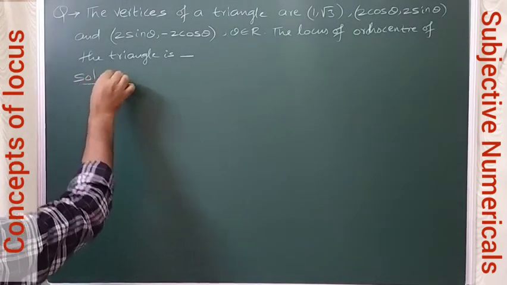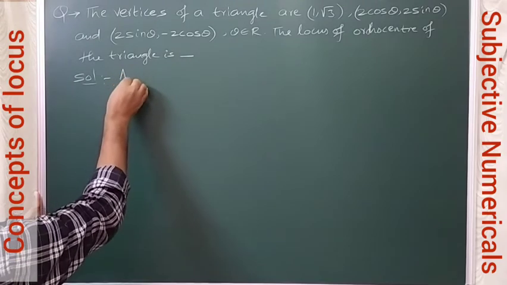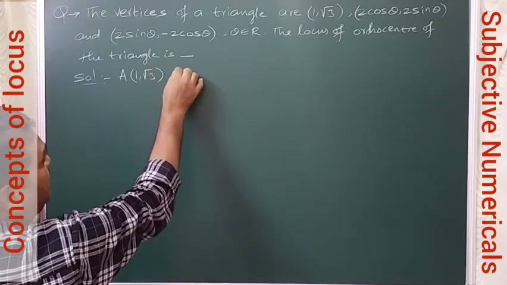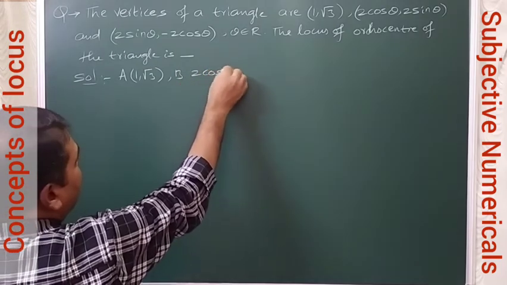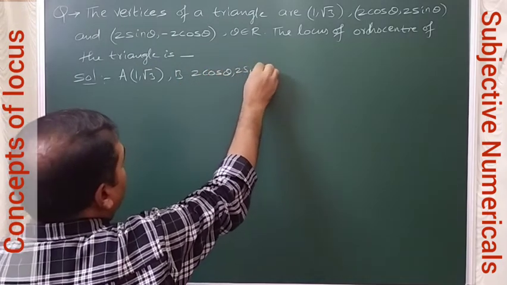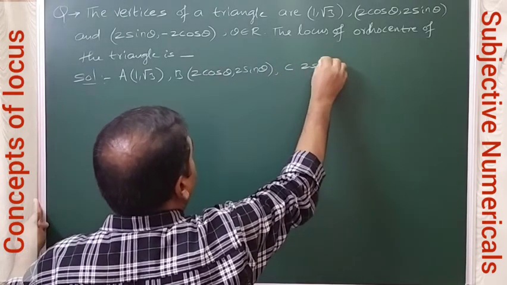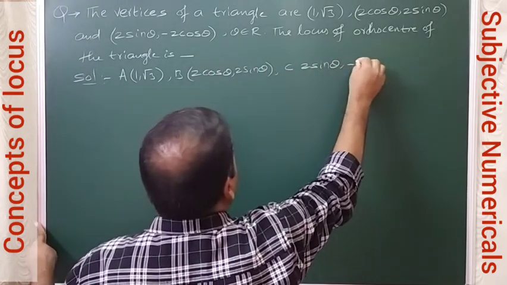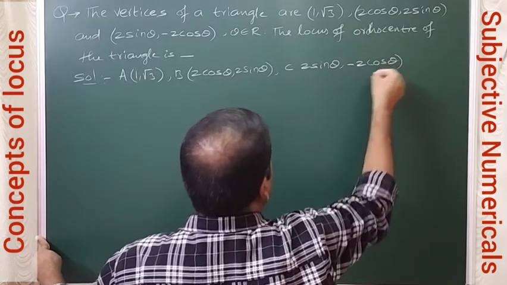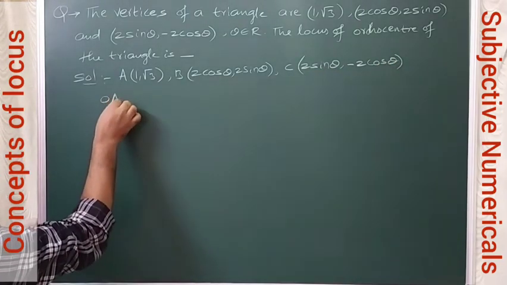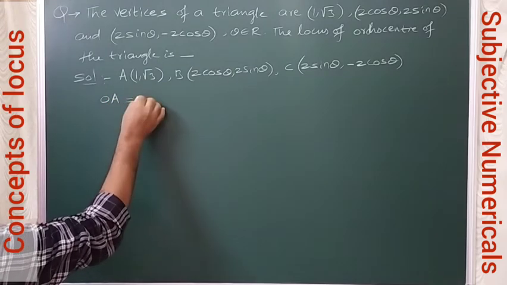So let us take the vertices as A 1 comma root 3, B 2 cos theta comma 2 sin theta, and C 2 sin theta comma minus 2 cos theta. I am taking vertices like this. So what is the distance of the vertex A from origin? Use distance formula.